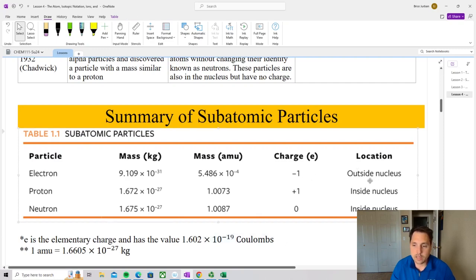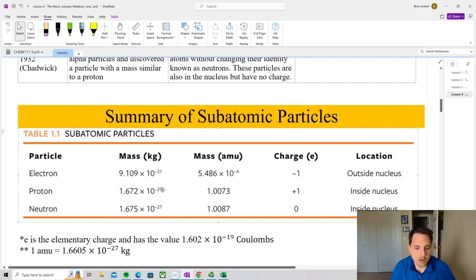And it's located outside of the nucleus. It can be found in the nucleus under very, very rare situations. But most of the time, we're going to think about the electron as being outside of the nucleus. And it's going to exist in these shells we'll talk about. Now, they're not exactly circular, but we'll get to that.